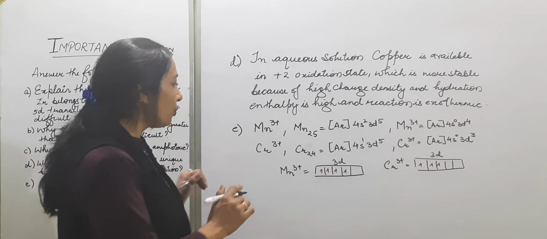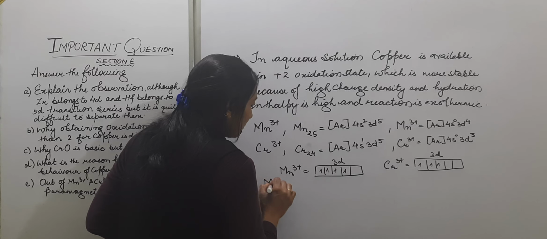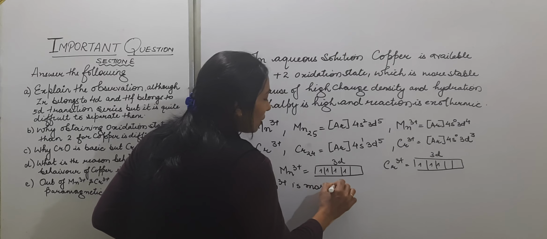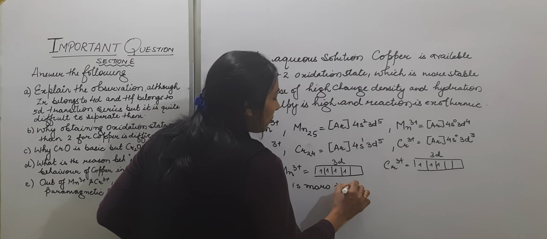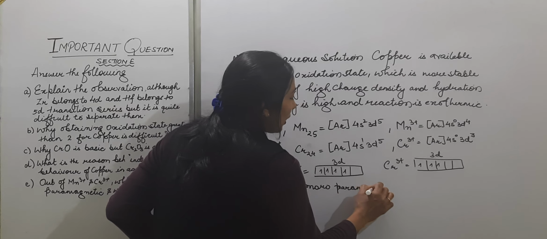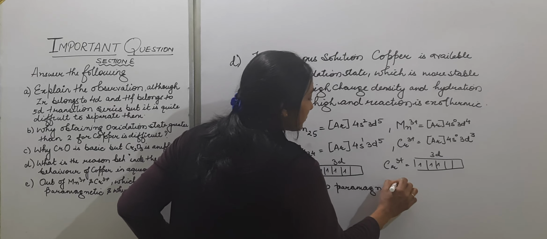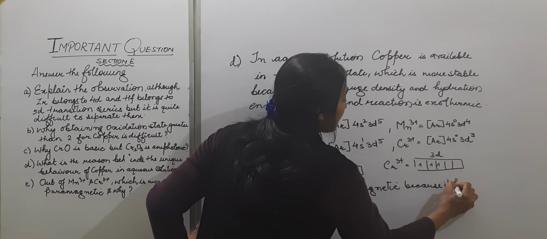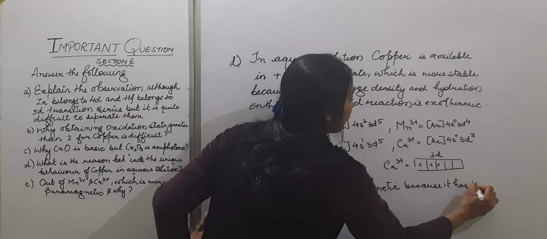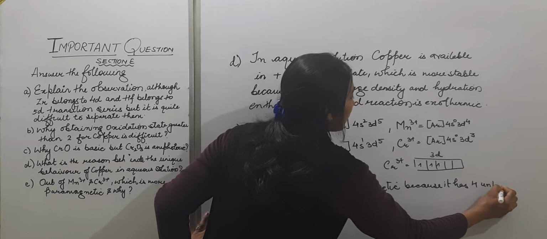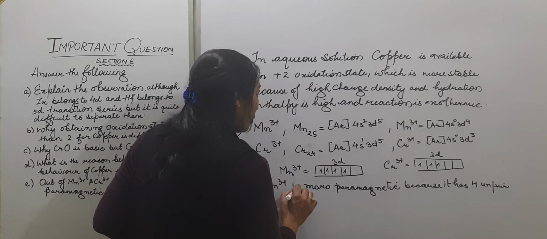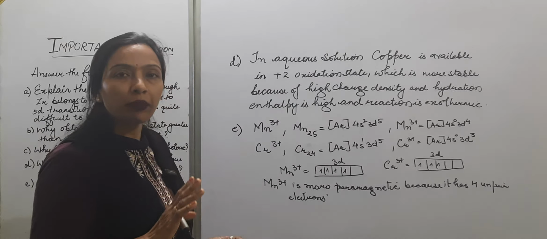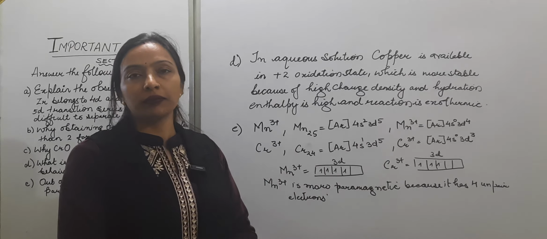So out of these two, Mn 3 plus is more paramagnetic. And why? Because it has 4 unpaired electrons. उसमें 3, ये दोनों ही पैरामैग्नेटिक है, बट ये ज्यादा है.